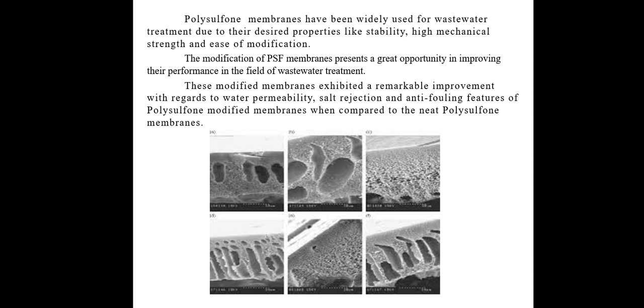Polysulfone membranes have been widely used for wastewater treatment due to their desired properties like stability, high mechanical strength, and ease of modification. The modification of polysulfone membrane presents a great opportunity in improving the performance in the field of wastewater treatment.